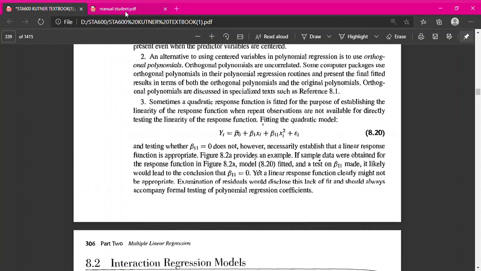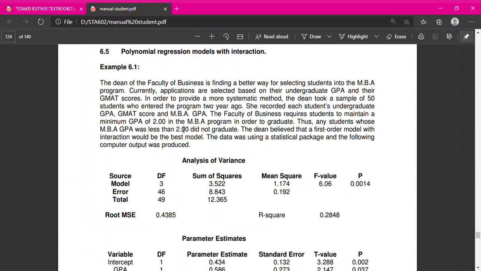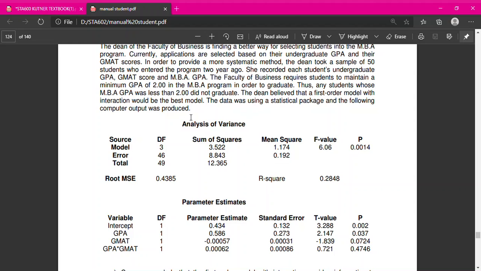Okay. So, kita tengok. Saya nak tunjukkan example untuk polynomial ni. Sikit je. Okay, ini contoh soalan dia. The Dean of Faculty of Business is finding a better way for selecting students into the MBA program. Currently, applications are selected based on their undergraduate GPA and their GMAT score. In order to provide a more systematic method, the Dean took a sample of 50 students who entered the program 2 years ago. She recorded each student's undergraduate GPA, GMAT score dan juga MBA GPA.